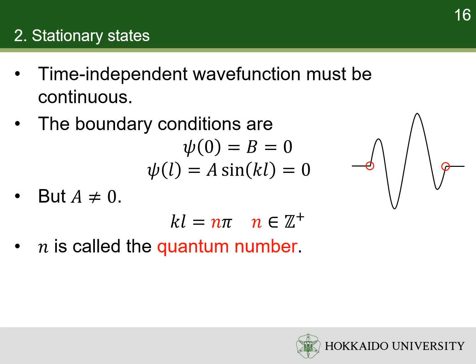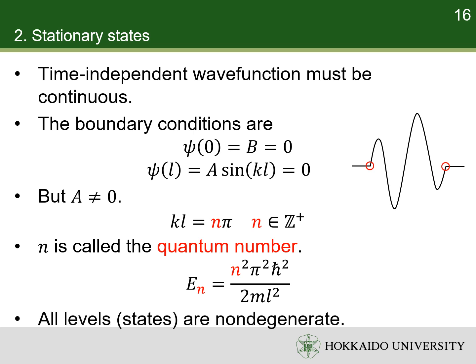This integer is the quantum number. Negative values are neglected, since they give wavefunctions identical to the positive ones. The values of K are discrete. This discrete K implies discrete energy levels. Furthermore, the levels are all non-degenerate.